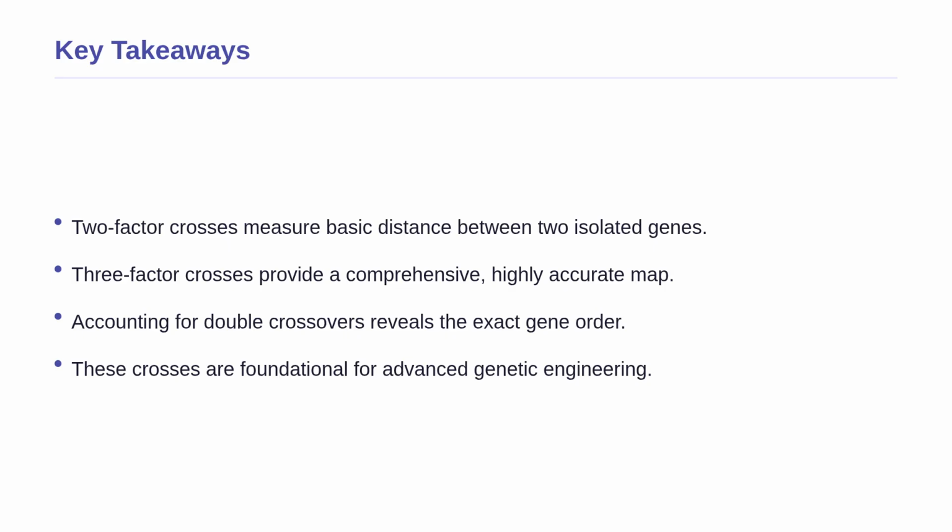To wrap up our lecture, let us review the most important ideas. We learned that 2-factor crosses are great for finding the basic distance between 2 isolated points on a chromosome. However, 3-factor crosses are vastly superior for building a comprehensive map because they account for hidden double crossovers and reveal the exact order of the genes. Mastering these techniques allows geneticists to visualize the physical layout of chromosomes, which paves the way for everything from advanced genetic engineering to tracking diseases. Great job following along with these complex calculations.